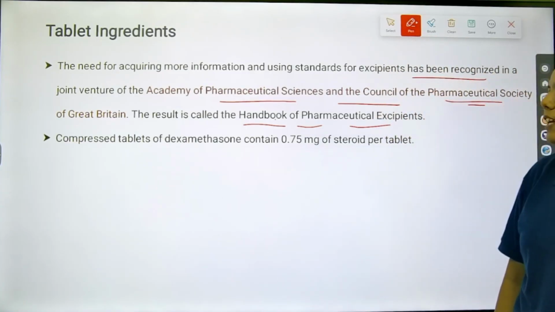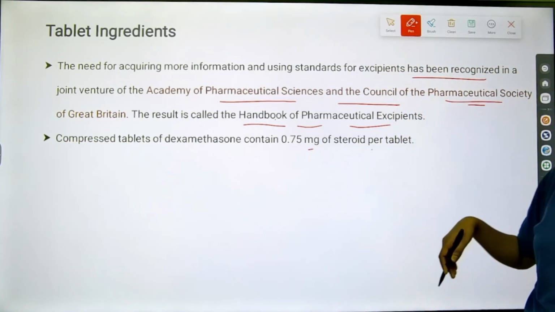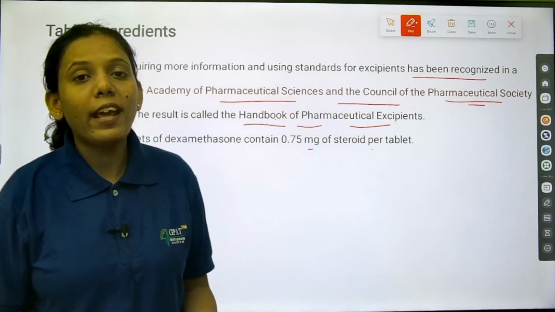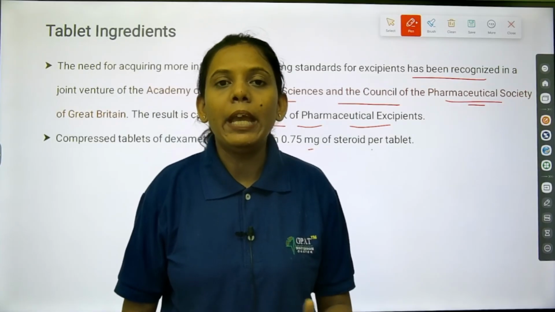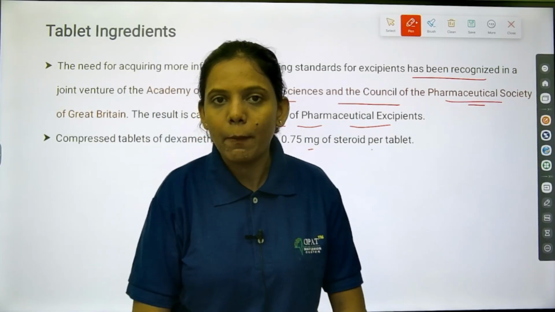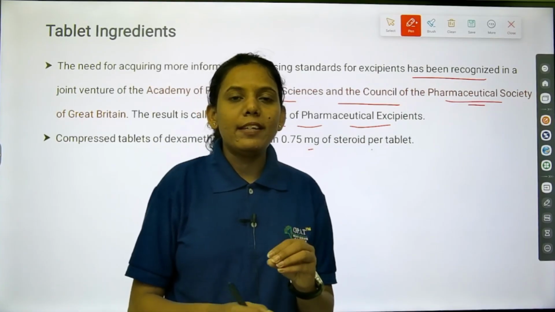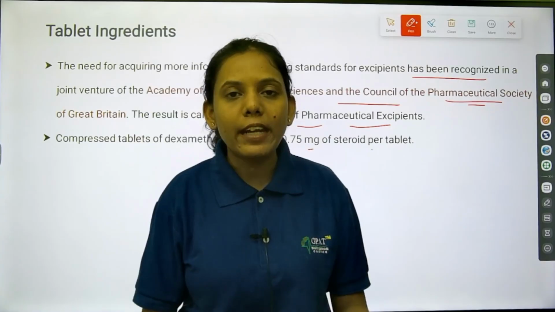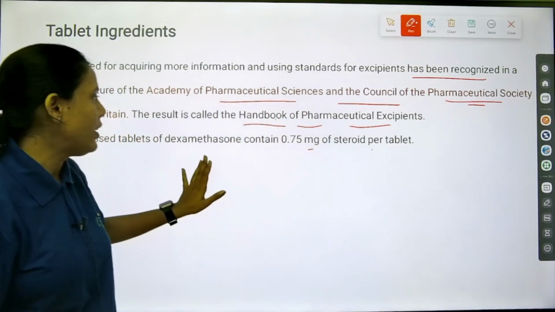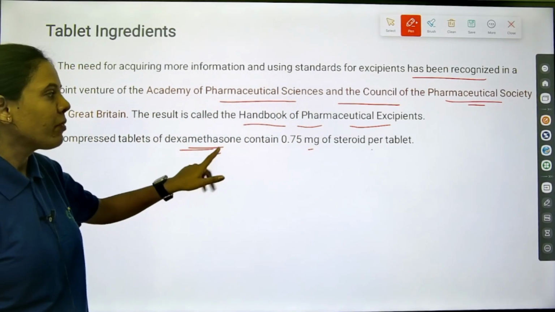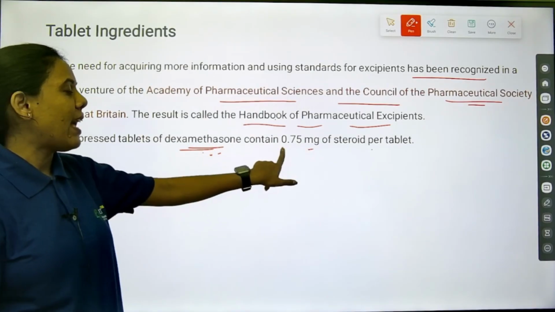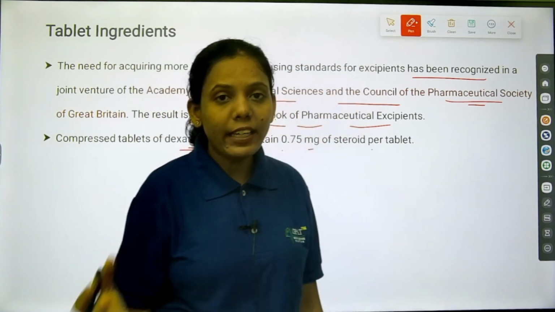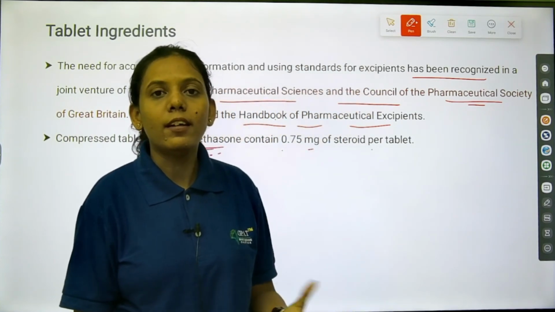A compressed tablet of dexamethasone contains 0.75 mg of steroid per tablet. This indicates that an excipient is nothing but a substance that does not have any kind of pharmacological activity, but it helps in the formation of the tablet. Generally, excipients are something which will make up the tablet. For example, there are diluents which are required. Now in this case, dexamethasone is the API, which is having 0.75 mg of steroid. The quantity is very less. So the other ingredients which make up the tablet are called the tablet excipients.